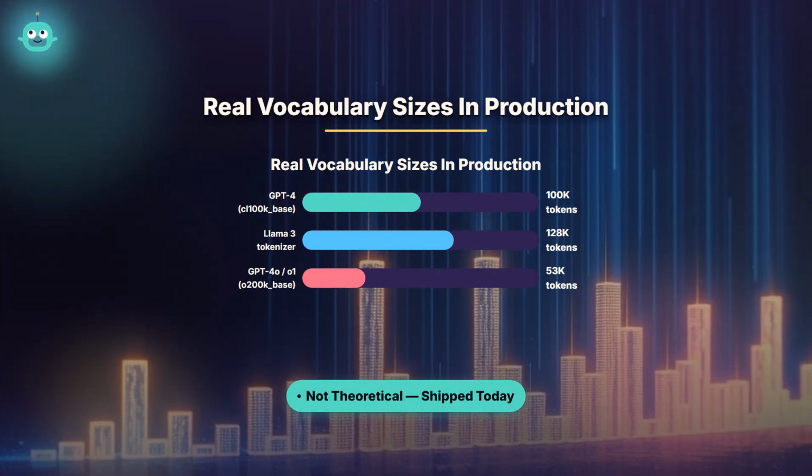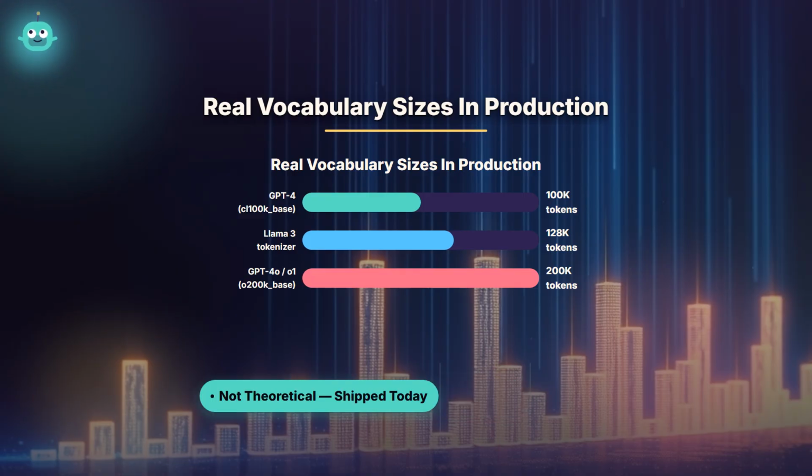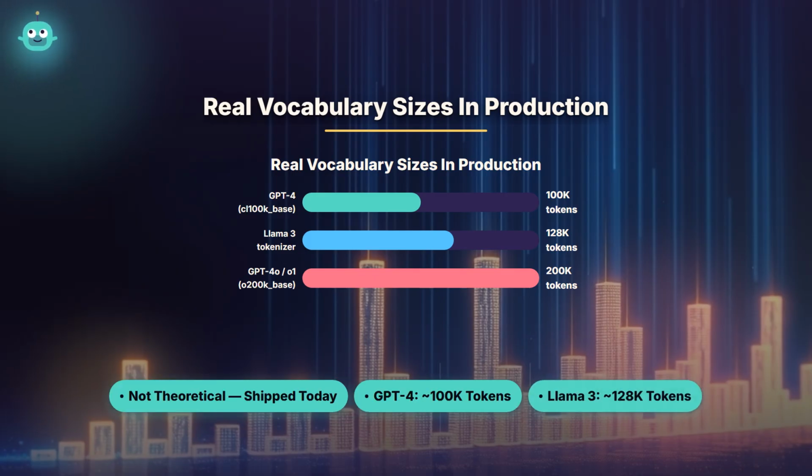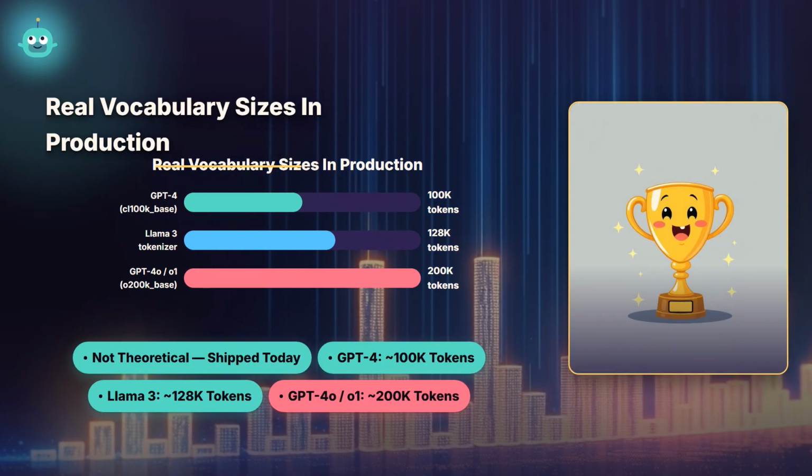This isn't theoretical. Every major model ships with a BPE vocabulary this size. GPT-4's tokenizer, cl100k_base, holds a bit over 100,000 tokens. Llama 3's tokenizer holds about 128,000. GPT-4o and o1 moved to a newer one, o200k_base, nearly 200,000 strong.